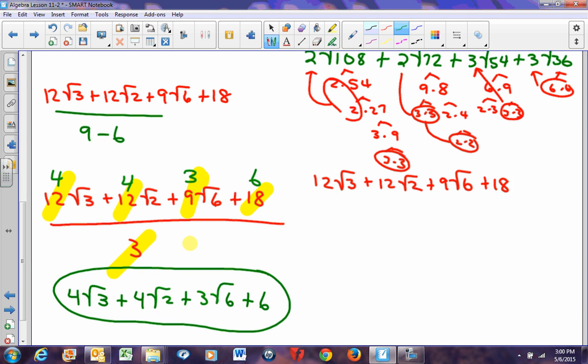The more you do these, the better you'll get at them. So just have patience, and you'll understand that they will come to you, and I'll help you work on them in class. So this is operations with radicals.